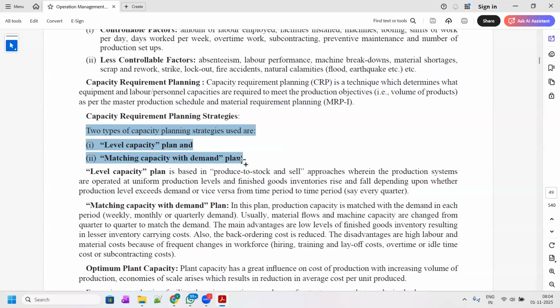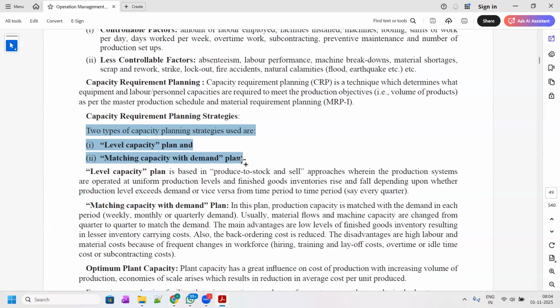So here, when we are talking about level capacity planning, we are talking about how the production system needs to be run at a steady or uniform rate. We talk about the inventory levels, and how we can work on the inventory levels. Then it is used as a produce and stock system.